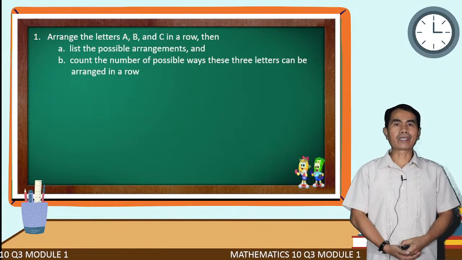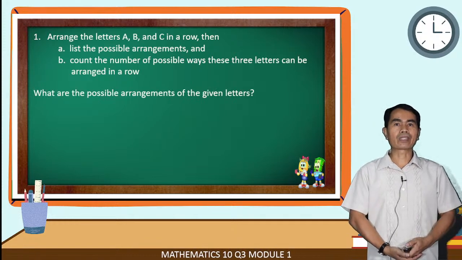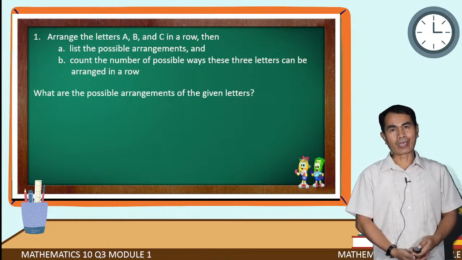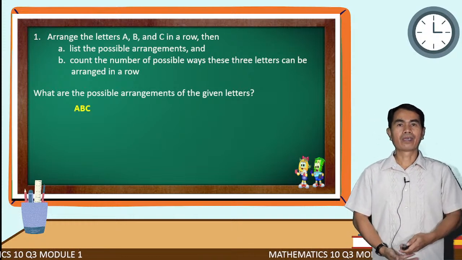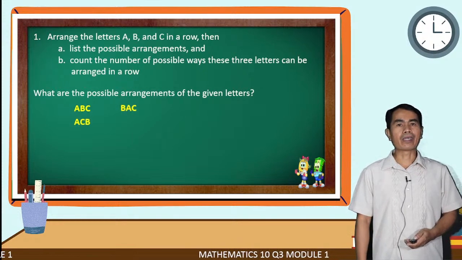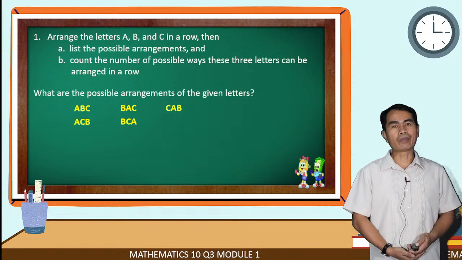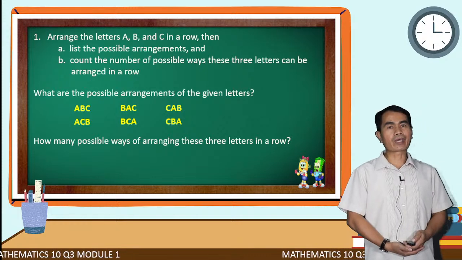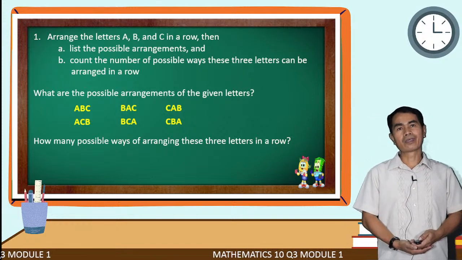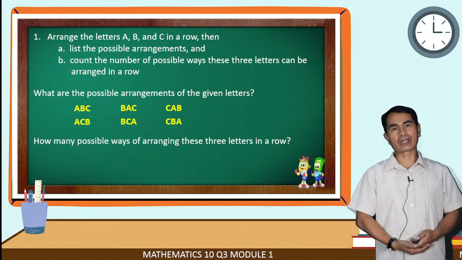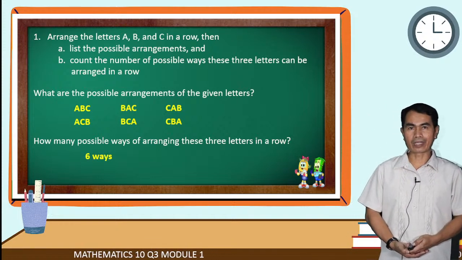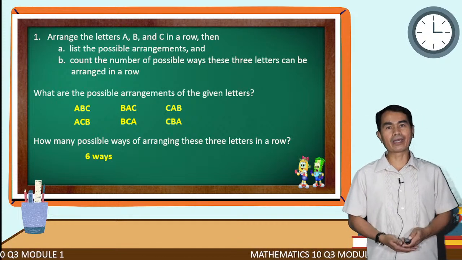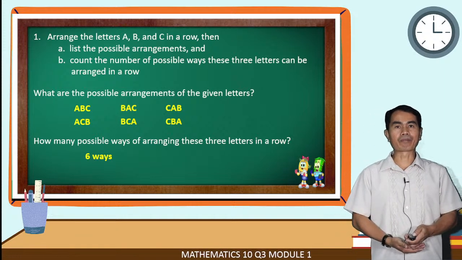Okay, for the first item, the question is, what are the possible arrangements of the given letters? Okay, we have ABC, ACB, BAC, BCA, CAB, and the last one is CBA. So how many possible ways of arranging these three letters in a row? Okay. If you count all the enumerated arrangements, we have 6. So there are 6 ways of arranging these three letters in a row. Okay, how about the second item?